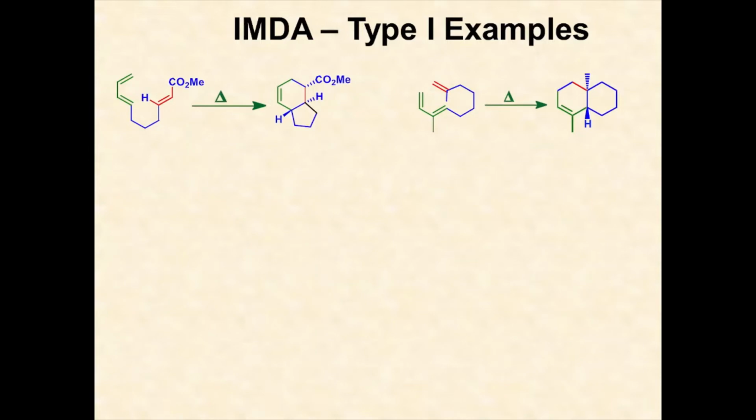Here you can see a couple of examples where the dienophile is attached to the diene at the C1 atom. Okay, so as I said, it will lead to the formation of bicyclic compounds. So this is a fused bicyclic compound, and usually 5 or 6 membered cycles are preferred.